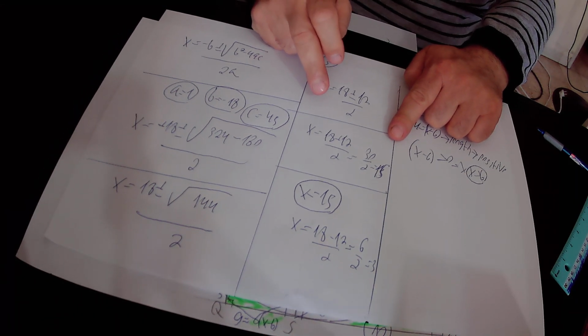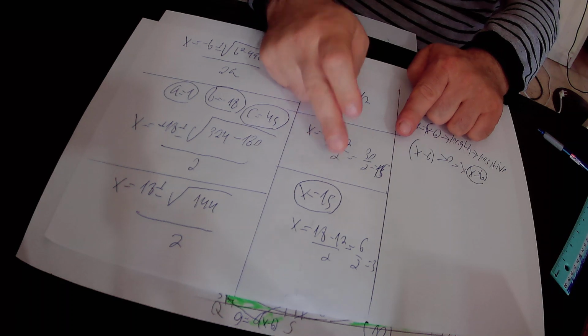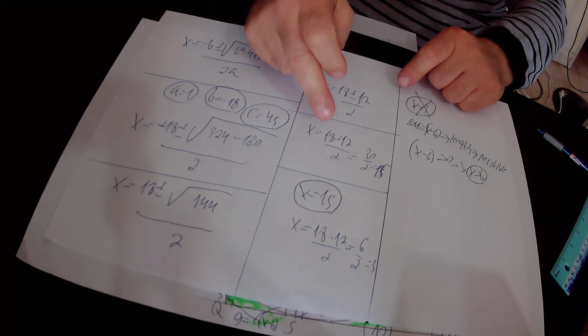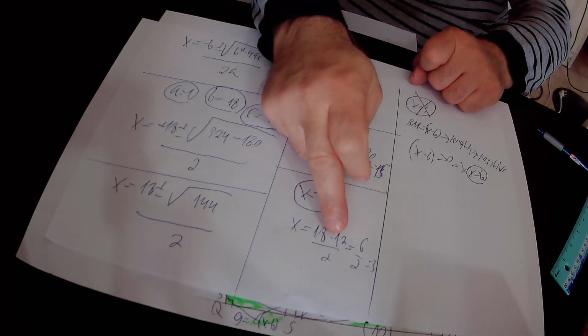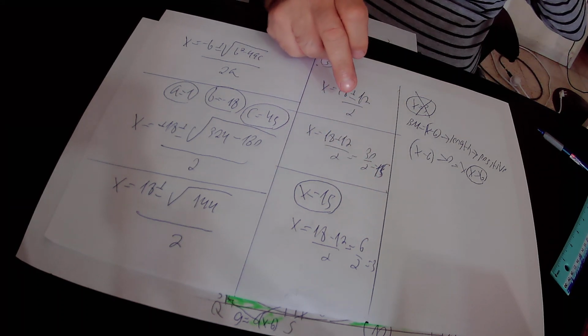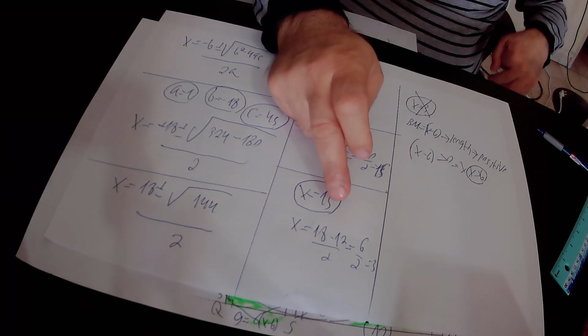So according to the first solution, x equals 15, and we also have the second possible solution for the value of x. x could also equal 18 minus 12 over 2. 18 minus 12 is 6 and 6 over 2 is 3. But this second solution is not the correct solution.